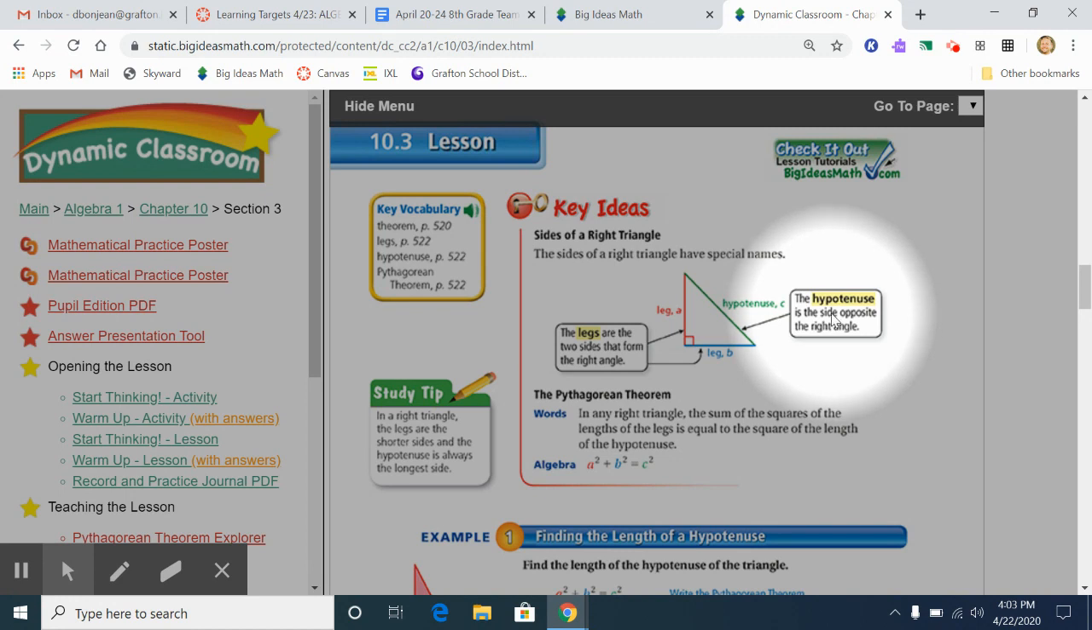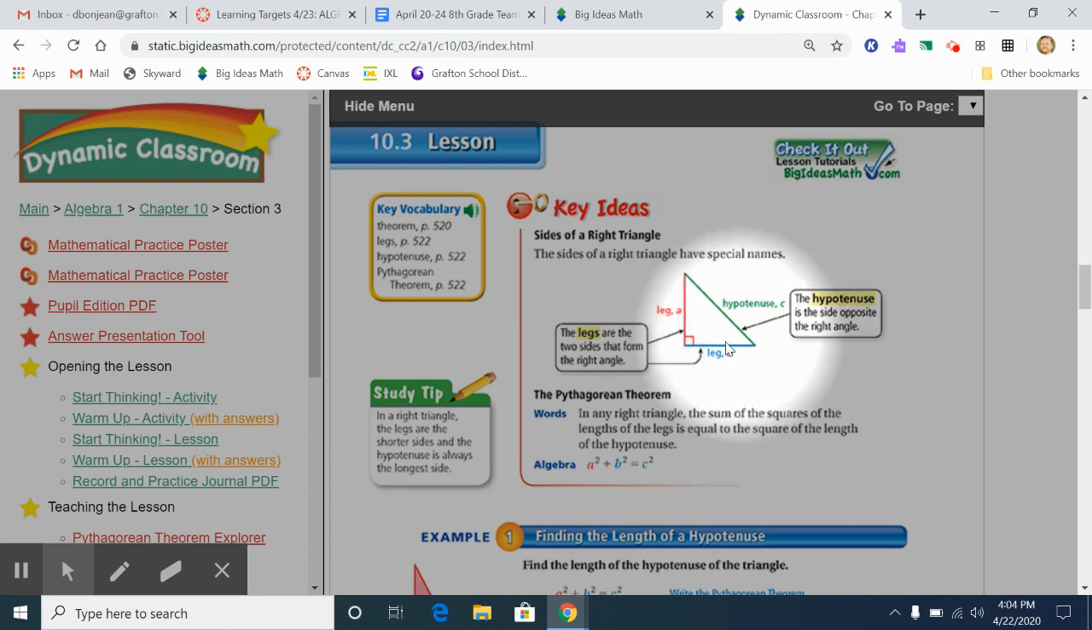Something else we should know about the hypotenuse, let's look at our study tip here. It says in a right triangle, the legs are always the shorter sides and the hypotenuse is always the longest side. Makes sense because it has to get from the end of one leg to the end of the other leg. So it's always going to be the longest side. We label these things: one of the legs we call a, the other we call b, and the hypotenuse we call c.